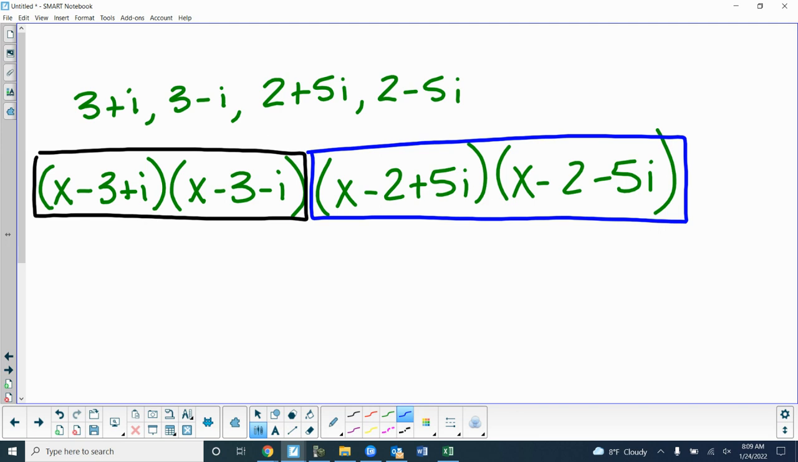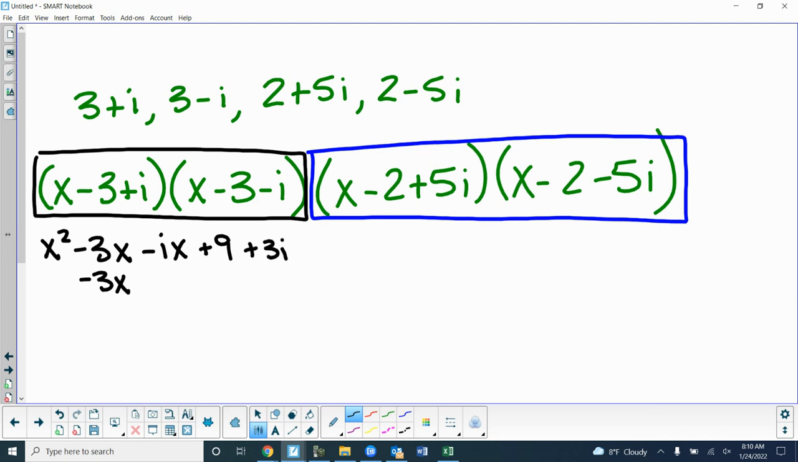So remember, you gotta go x times all three of those. So x times x, x times -3, and x times -i. That's the first thing. There's gonna be 9 of them. Then I'm gonna take -3 times all three. So -3 times the x, -3 times -3, and -3 times -i. So there's the next three.